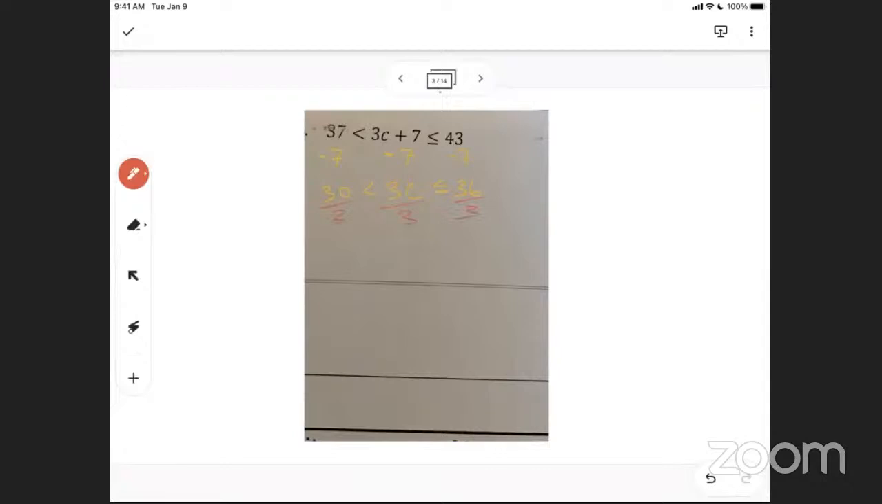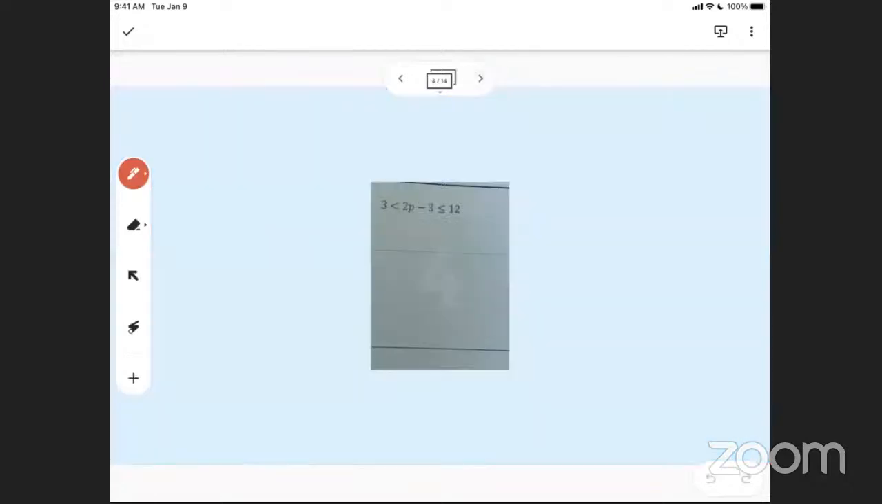What's 30 divided by 3? 10. Nice. 3 and 3. What happens in the middle? What's in the middle? That's a C. Perfect. And what's on the right side? What's 36 divided by 3? 12. Perfect. So there's your answer. And to write it in interval notation, it would be open parentheses 10, comma 12, close parentheses. Make sense? Yeah. Nice. All right.